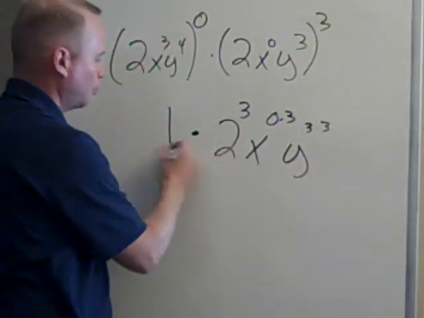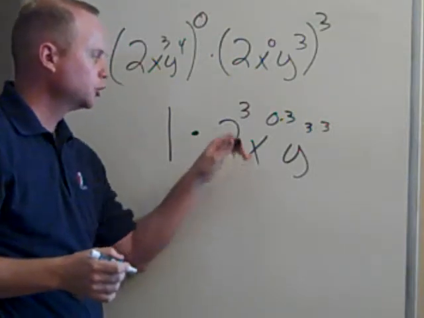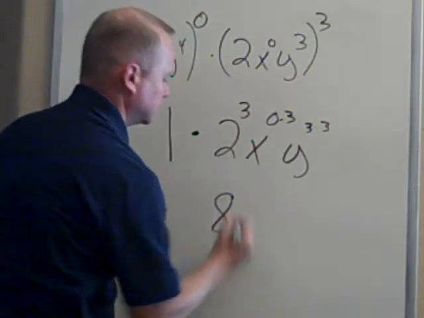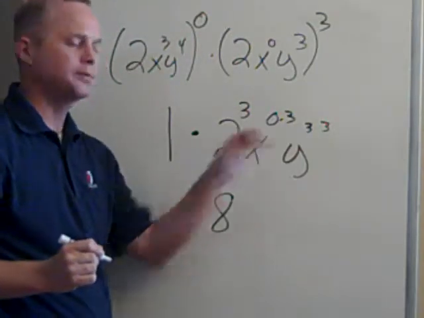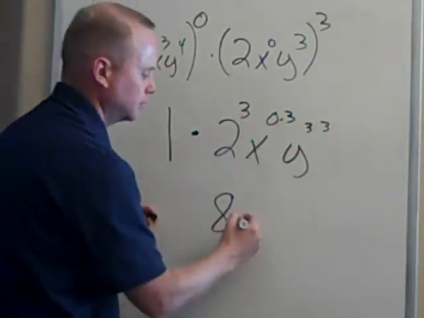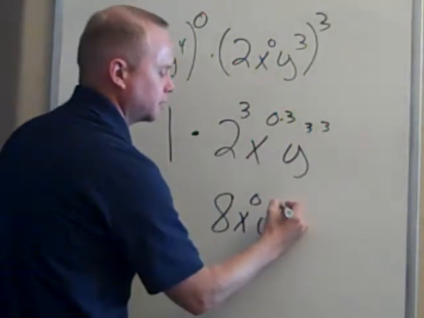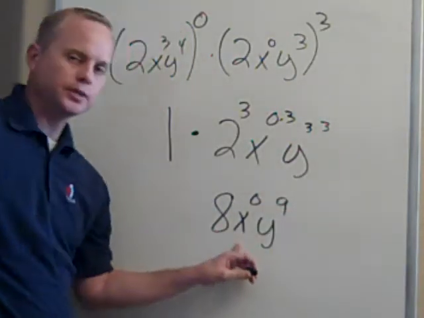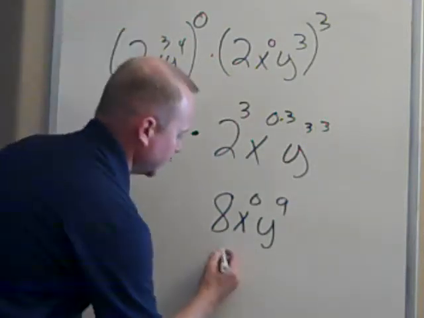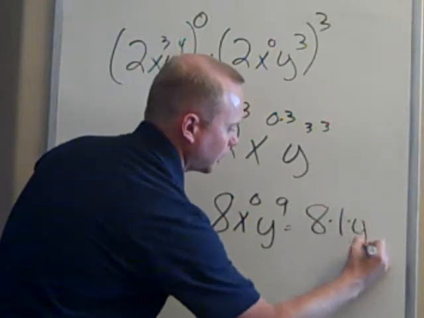Okay, so 1 times anything is whatever this other thing is. So I'm not even going to worry about that 1 at this point. 2 cubed, that's 2 times 2 times 2. That would be 8. X to the 0 times 3. 0 times anything is 0. So this is going to be x to the 0. Y to the 3 times 3 would be 9. Now the catch on this one is x to the 0, and we know that anything raised to a 0 power is 1. So I need to rewrite this. This is the same thing as 8 times 1 times y to the 9th.